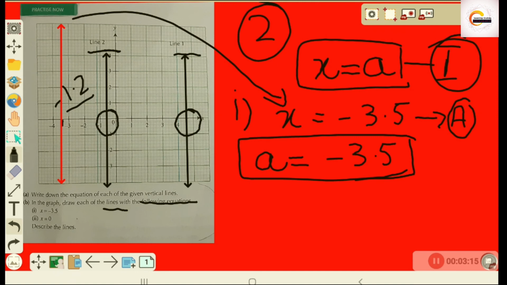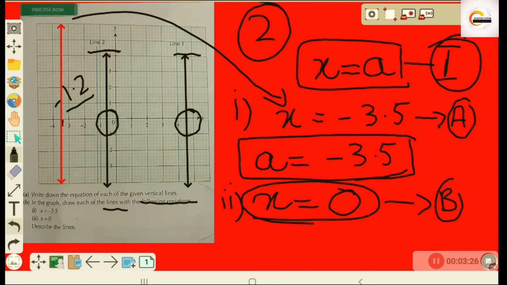The equation is, it's number 2, x equals 0. By comparing this equation B with our standard equation, we can say that a equals 0. So our required line is going to cut the x-axis at point 0. What could that be? Yeah, simple. That would be the y-axis. So that's it.